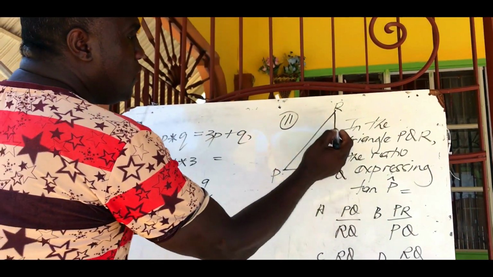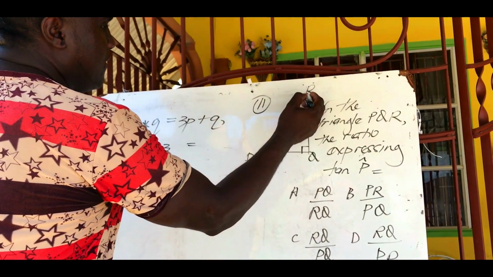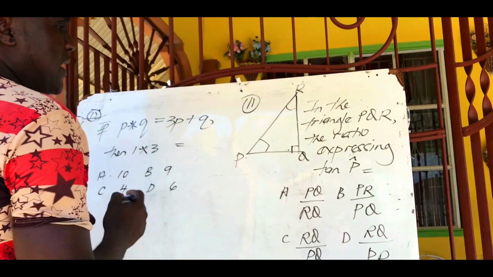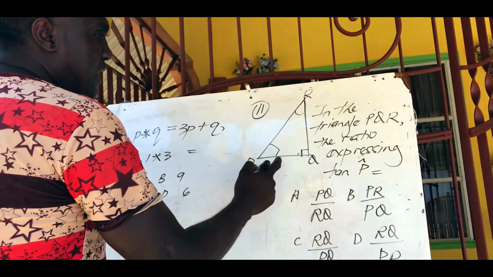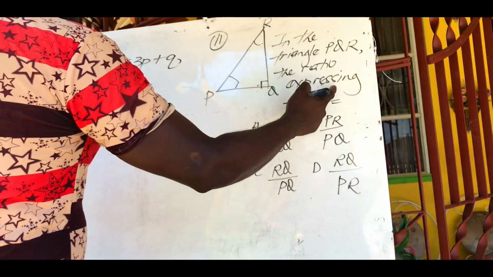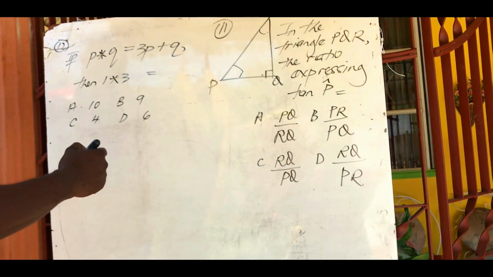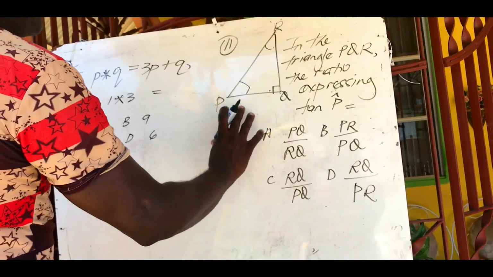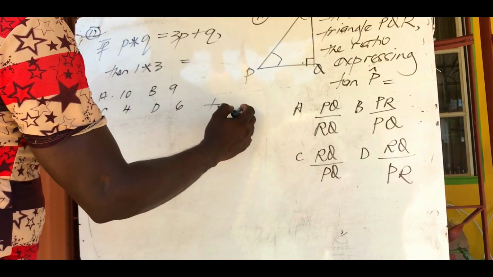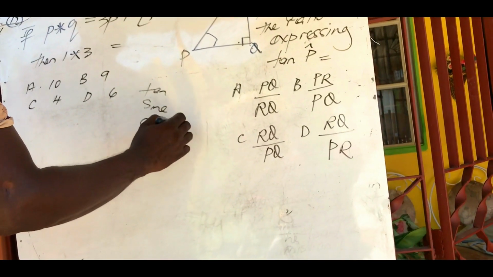Now number 11. In the triangle PQR. So it's PQR. P here is a vertex, Q is a vertex, R is a vertex. Inside here is our angle, here is our angle, here is our angle. These are usually given capital letters. So in the triangle PQR, the ratio expressing tan of angle P. Now, in trigonometry, basically we have 3 ratios that we can use. So we have the tan ratio, we have the sine ratio, and we have the cosine ratio.